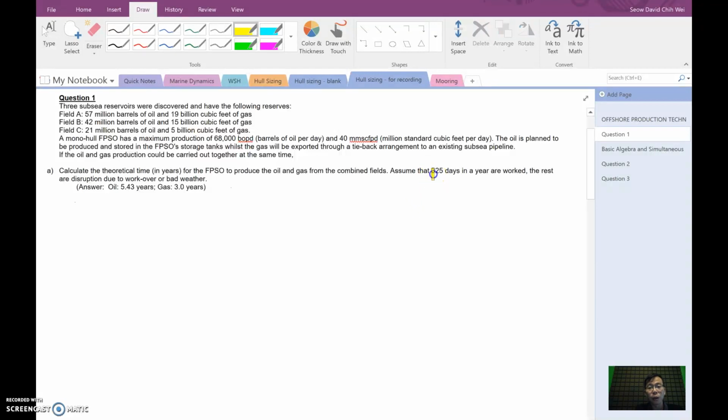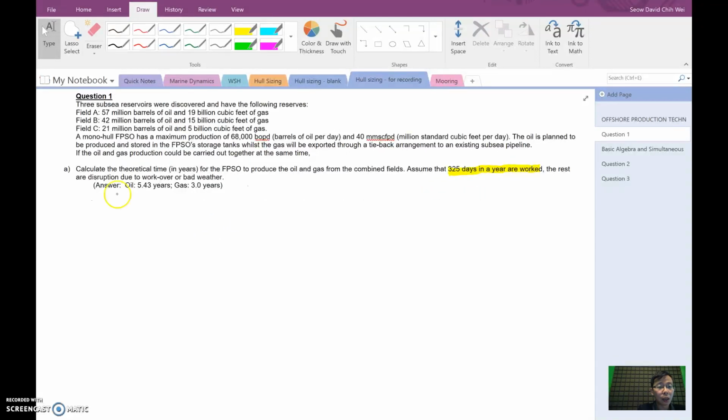So if you look at it, we are looking essentially at 325 work days per year. The remaining 40 days will be disruption due to workover, bad weather, and emergencies whatsoever we have. Right. So how do we find the field life? First, we add up all the oil and all the gas, and after which we divide it by the production rate per day. And there we will have the field life. So let's look at the total oil and gas reserves.